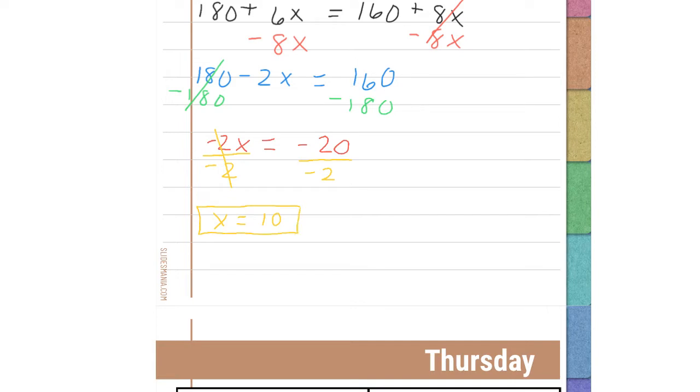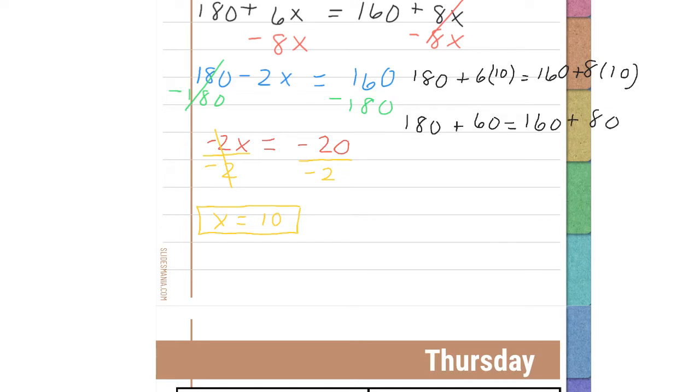Now, to check if I did this correctly, I can go ahead and plug in my X to the original equation that I set up and see if I get a true statement. So instead of writing X right here, I'm going to put parentheses and I'm going to plug in my 10. All right, and same thing to the other side. Oh, whoopsie. All right, plug in that 10. And then I bring down my 180. 6 times 10 is positive 60. And then 160, bring it down. And then 8 times 10 is positive 80.